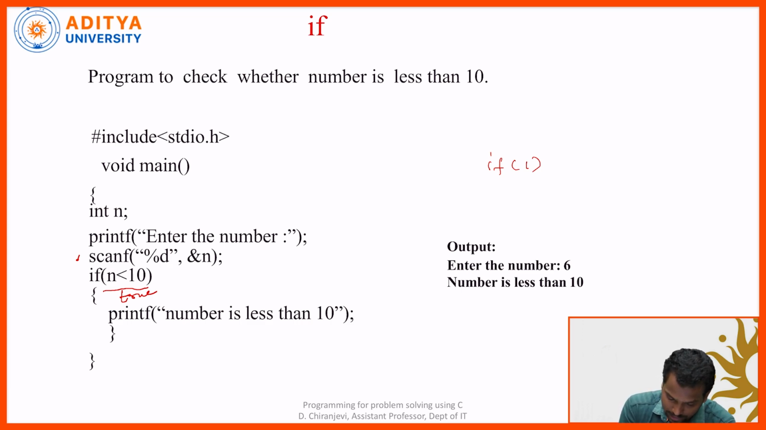So here 6 less than 10 means true, and true means 1. So if 1, control will be transferred inside the block. Inside the block, the statement is there, number is less than 10. So it is displaying the output number is less than 10.